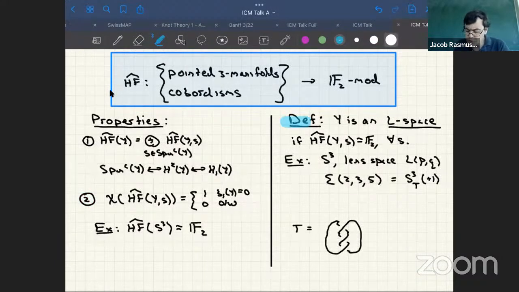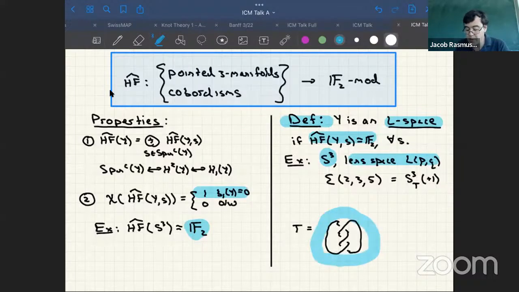So let's make a definition which will be useful a little later on. We'll say Y is an L-space if it's a rational homology sphere and its Floer homology is as simple as it can possibly be, given this restriction on the Euler characteristic. Namely, HF hat of (Y, s) is one-dimensional for all spin^c structures s. So we've just seen that S^3 is an L-space. It turns out that, for example, lens spaces or the Poincaré sphere, Sigma(2,3,5), which is +1 surgery on this positive trefoil knot here, are other examples of L-spaces.